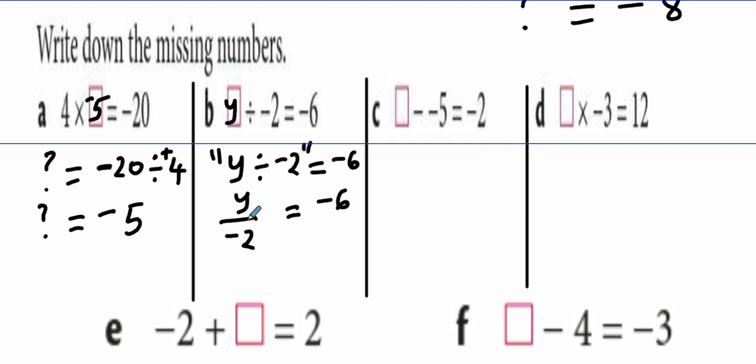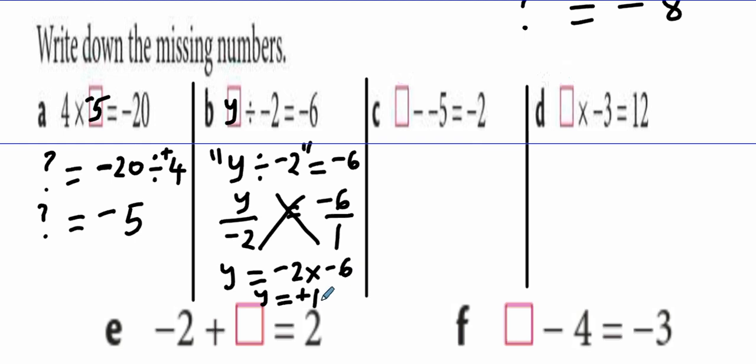Since this is a fraction on my left hand side, I also consider this a fraction, and hence I do cross multiplication. So y times 1 is y, and then I do -2 times -6. Negative times negative, you get positive, and 2 times 6 is 12. It means that the missing number over here is positive 12. So you fill up positive 12, but it's not necessary that you must write positive 12. You can just write 12.